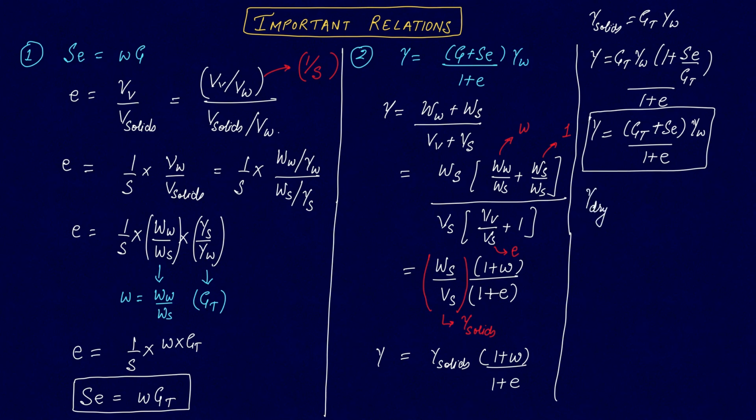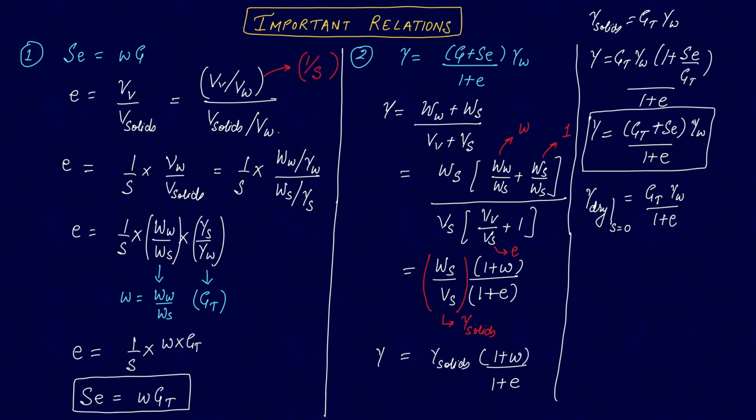So for example, let's suppose you want to calculate the value of gamma dry. For dry, you know that the degree of saturation is equal to 0. And if you put the degree of saturation, that is S equals 0, into this formula, the formula will become equal to GT times gamma W over 1 plus E. You just substitute the value of S here as 0.